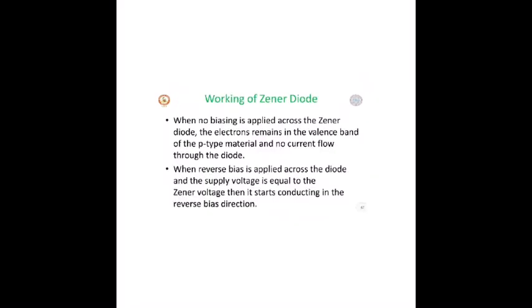So coming into the working of Zener diode, when no biasing is applied across the Zener diode, the electrons remain in the valence band of the p-type material and no current flows through the diode. When the reverse bias is applied across the diode and the supply voltage is equal to the Zener voltage, then it starts conducting in the reverse bias.